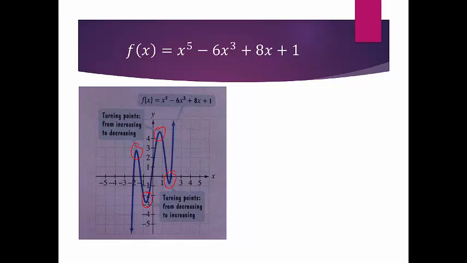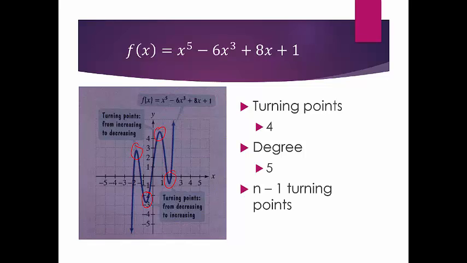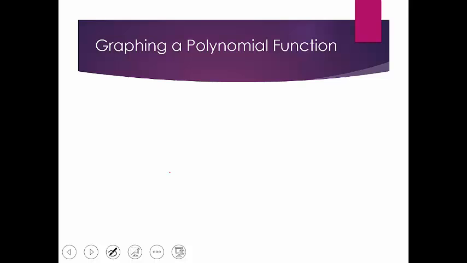Since we know the graph has 4 turning points and 5 is our degree, in order to determine how many turning points there will be in a polynomial function, you would use n minus 1, where n stands for your greatest exponent. So now let's look at strategies for graphing a polynomial function.